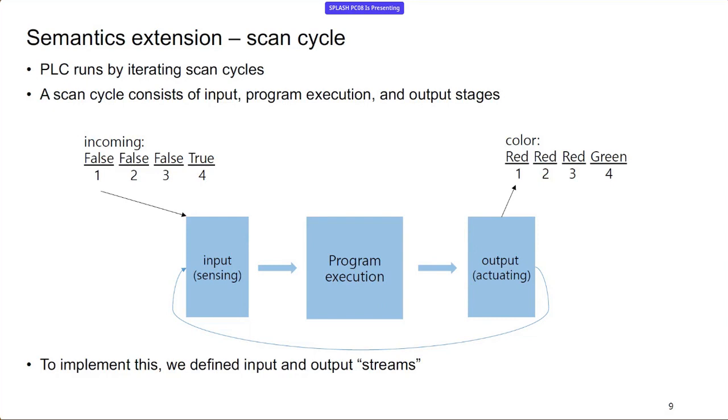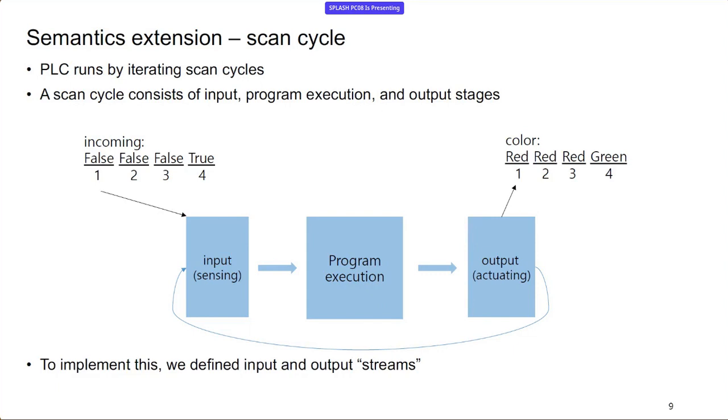Input takes in the environmental signals and stores them into input variables. And then after the execution of the program, in the output stage, it reflects the value of the output variable to the controller. It realizes the program in the hardware device.